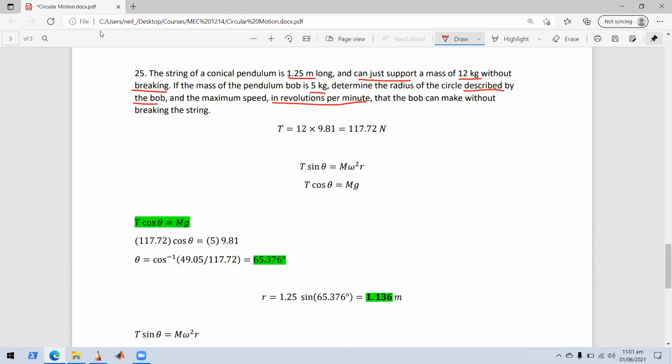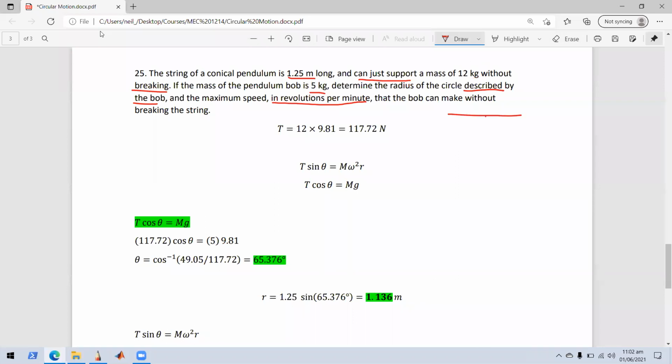Now we just learned the string can only support a mass of 12 kg. If it goes more than 12 kg, it's going to break. So therefore, this string is capable of holding a mass of 12 kg alone. That's its maximum tension. So in this system, when spinning this bob around, the maximum tension on the string should be equal to the weight of this 12 kg mass, right? That should make sense logically.